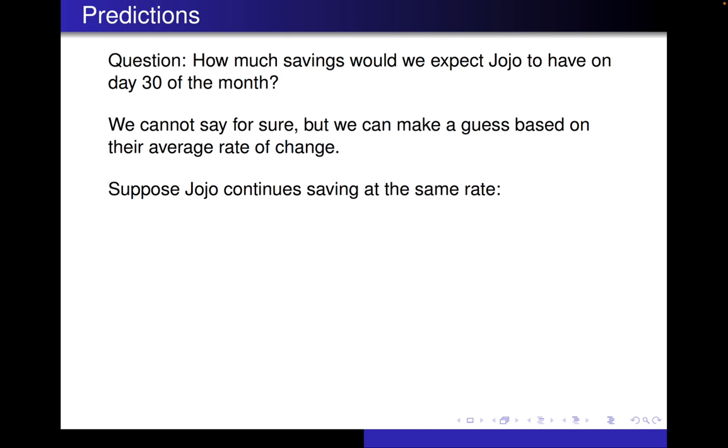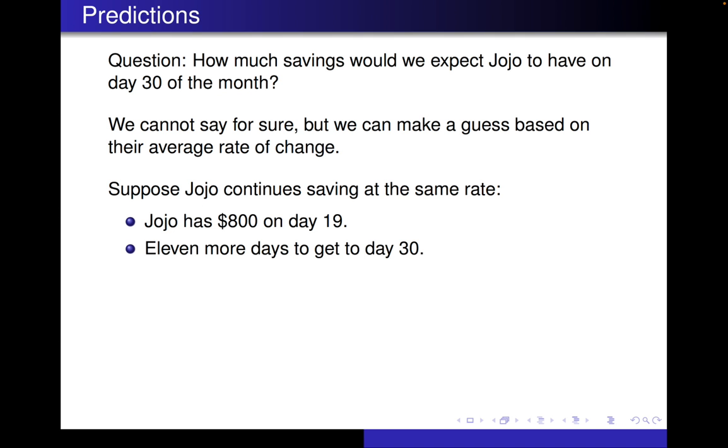So if JoJo continues saving at the same rate after day 19 as JoJo did between days 7 and 19, first of all, note that JoJo has $800 on day 19. There are 11 more days to get to day 30, so that's how many more days that JoJo has to save money. And we're assuming that JoJo is going to save on average $25 each day, so the average rate of change is $25 per day.